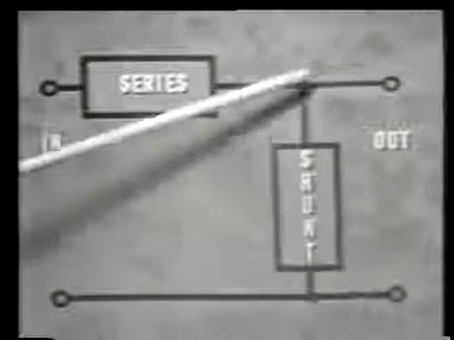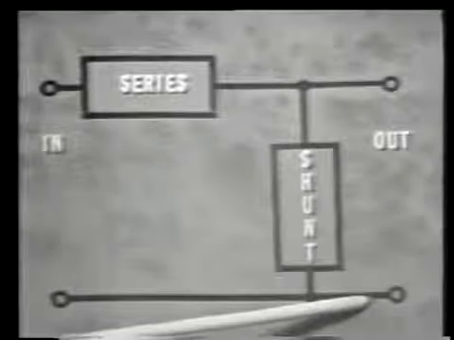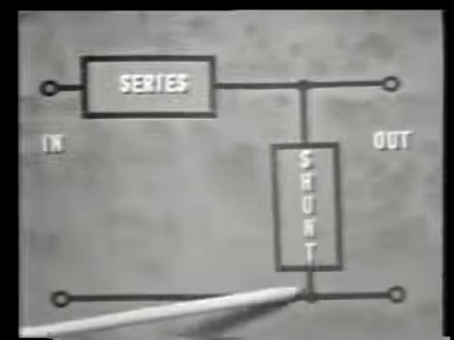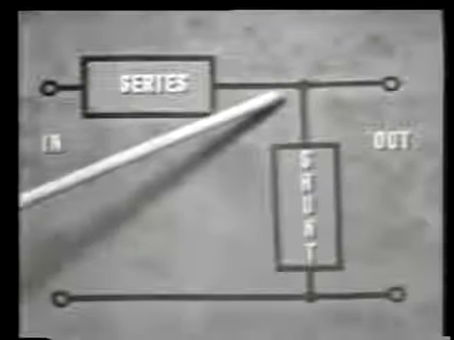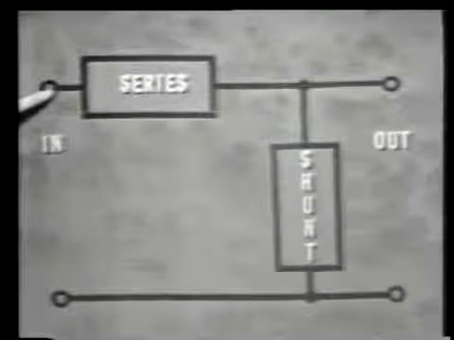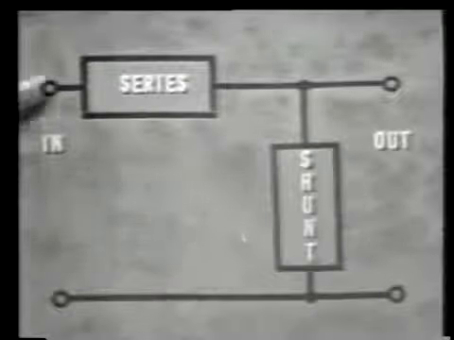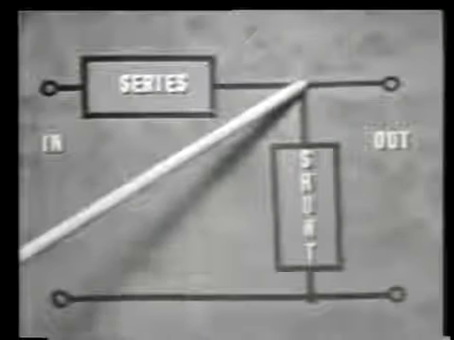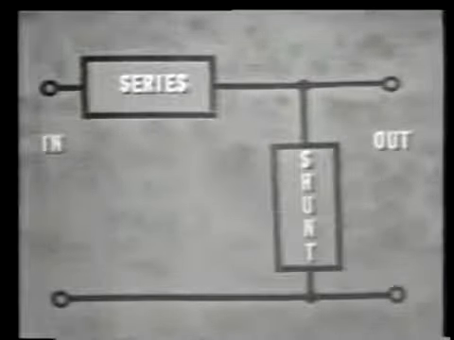The important point to note in this arrangement, though, is that the output voltage is the same as the voltage across the shunt because they're in parallel. And the voltage across the shunt is dependent on the voltage developed by the series component, because the voltage across the shunt is equal to the total applied voltage minus the voltage drop across the series component. Thus, this circuit acts like a simple voltage divider.